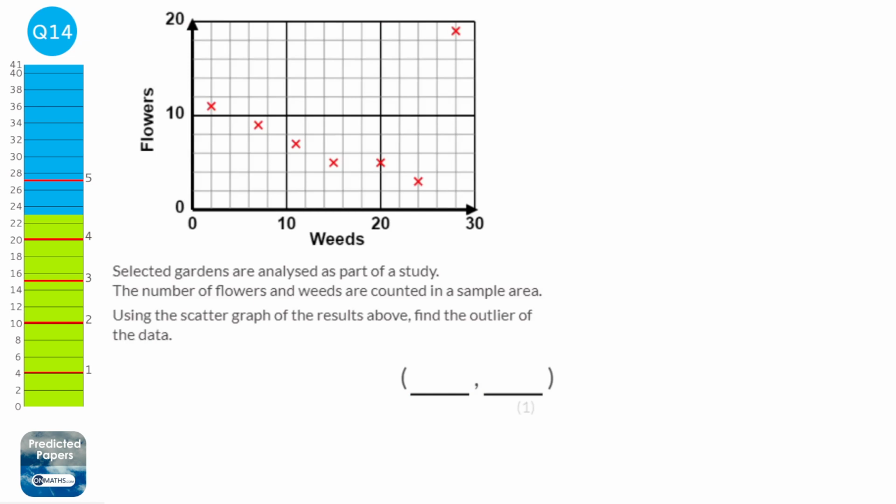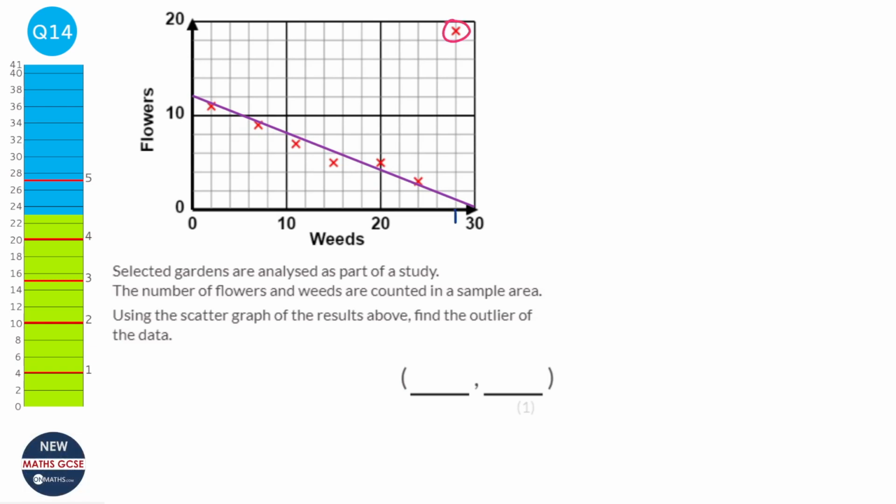On a scatter graph, an outlier is a point which doesn't fit the pattern. As we can see here, all of these coordinates fit a nice line going down there, so they are all showing a trend. But we've got this point here that's nowhere near that trend at all, and that's what we call an outlier.